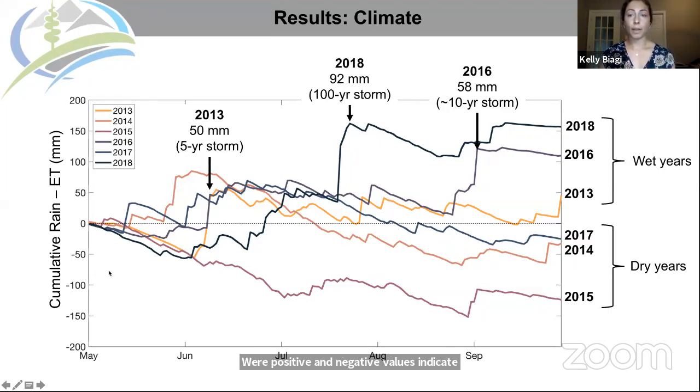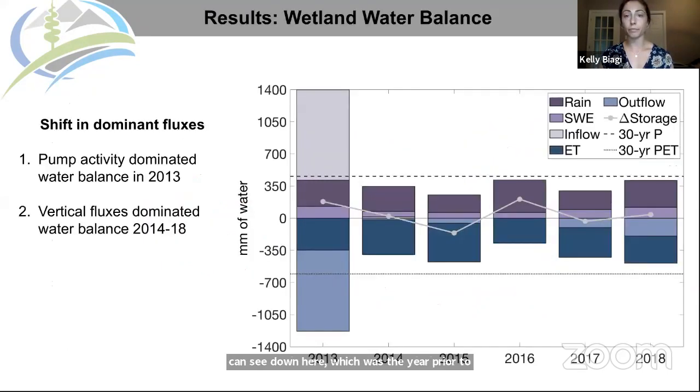Wet years were classified by having really large rain events. I've indicated a couple here, but there were many more. Whereas dry years had none of these large rain events, as their storms were typically less than 5 millimeters a day. 2015 was by far the driest year, which you can see down here, which was the year prior to the large Horse River fire in the summer of 2016 surrounding Fort McMurray.